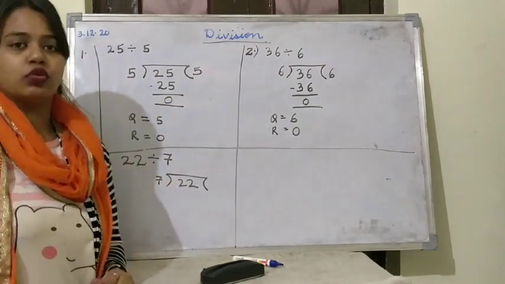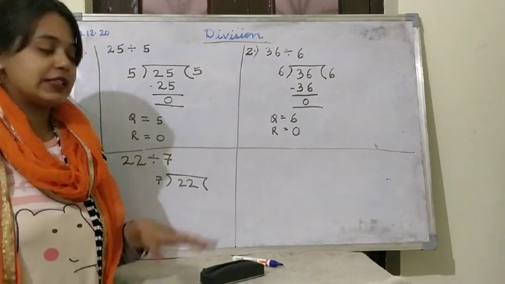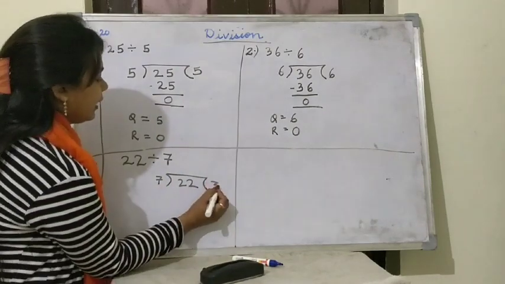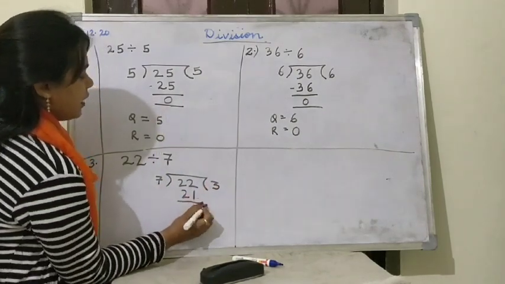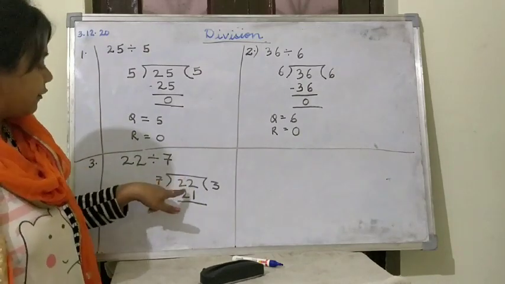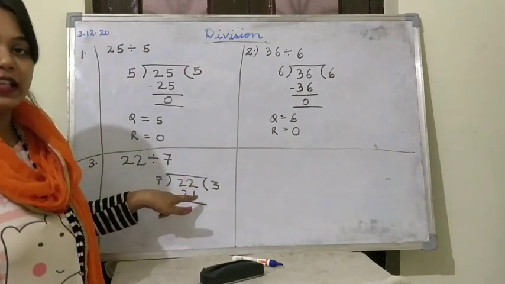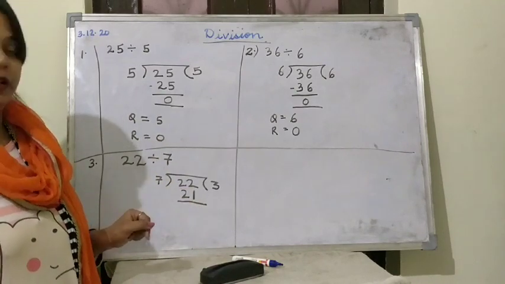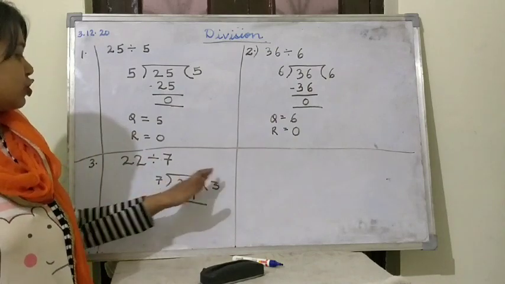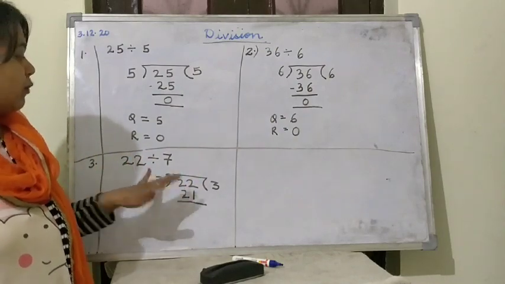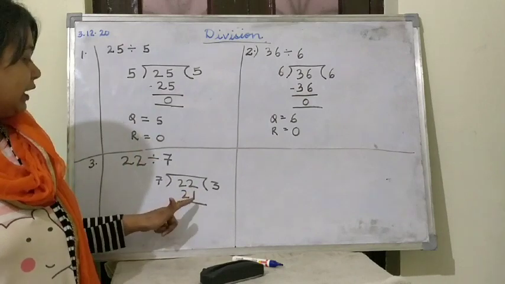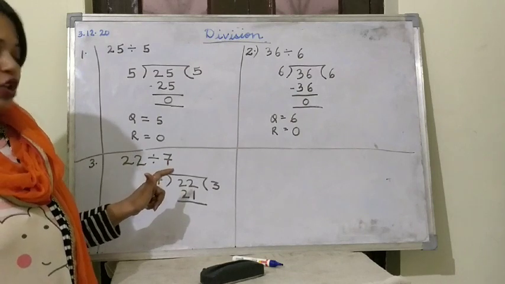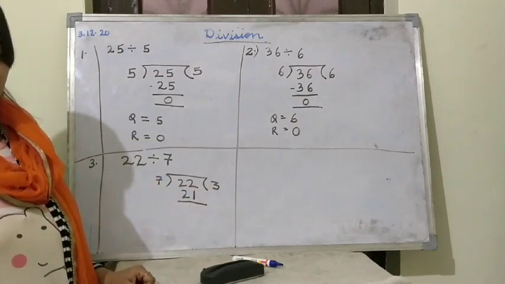There is no 22. So what do we have to do? We will always write the nearest number. 7 threes are 21. If the same number is not there in the table, we always write the nearest number which is lesser than the given number. Right? We cannot write 7 fours are 28 because that is more than 22. We have to write the number which is nearest and smaller than the given dividend. So we will write 7 threes are 21.